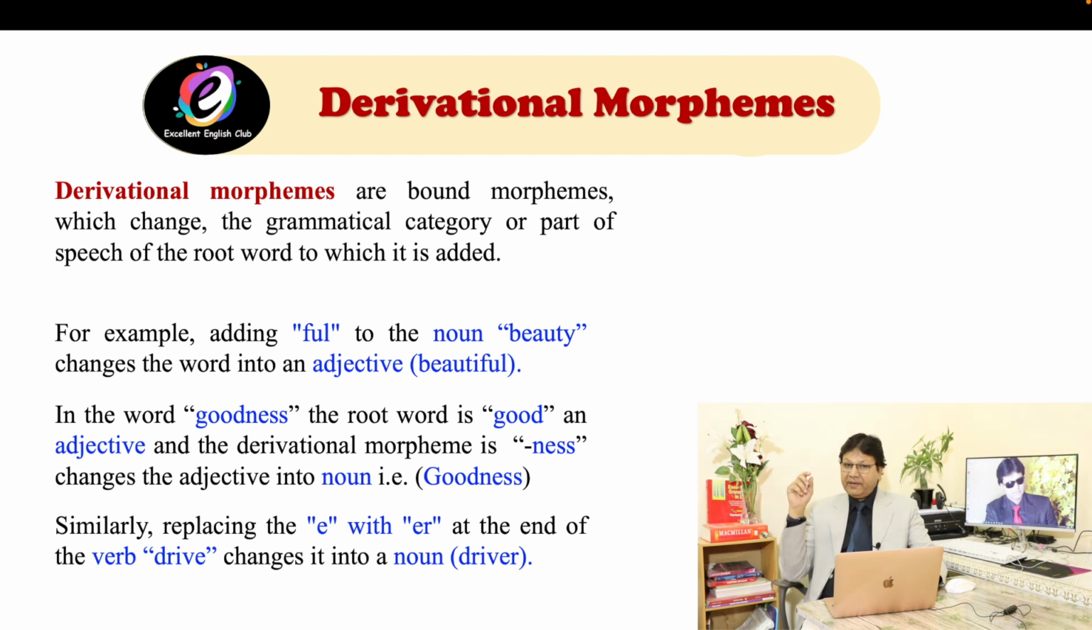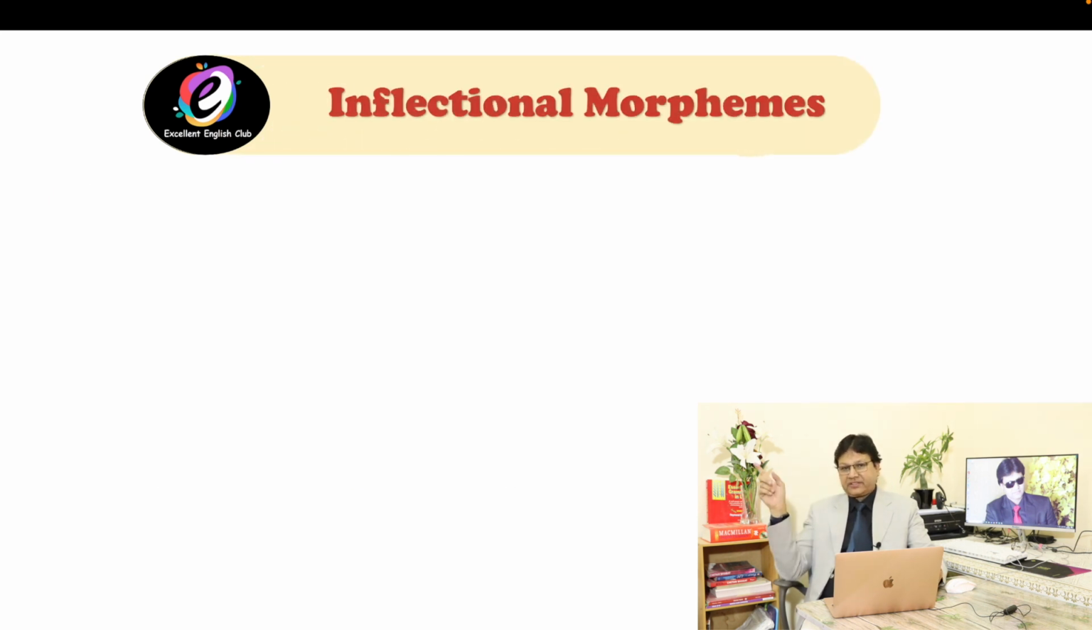What happened? We removed e, we added er, which makes the verb drive into the noun driver. We have three different examples. The first one is noun to adjective, the second one is adjective to noun, and the third one is verb to noun. So we can say that derivational morphemes are bound morphemes which change the grammatical category and the part of speech. Okay, now move to inflectional morphemes.